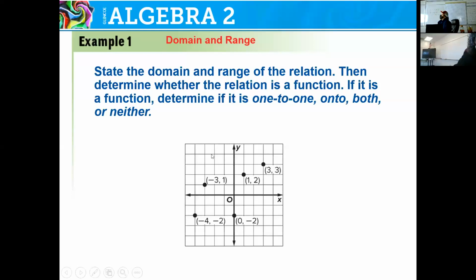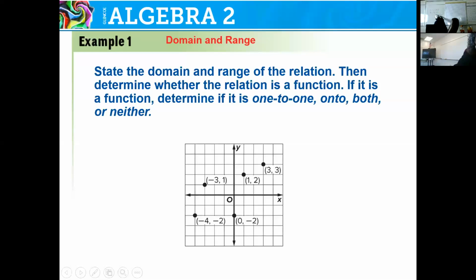Okay, but is it onto? Does each one of the y values map to an x value? 3 as a y value maps to 3. That checks out. 2 maps to a 1. That checks out. A -2 maps to 0. -2 maps to -4. Remember, for onto, it does not have to be unique. Okay, it just has to map to an x value. Okay, since we have ordered pairs here, yes, this is an onto function. Okay, but it is not one-to-one.